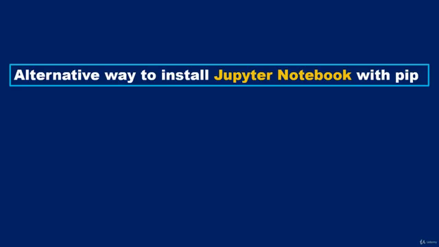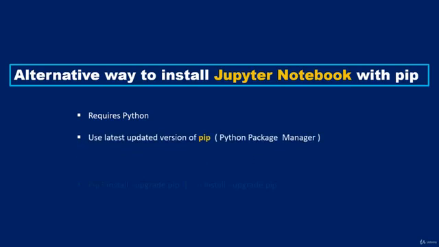Another way you can set up the Jupyter Notebook is by using the Python package manager, which is known as pip. This is recommended only for the experienced Python users. Before you set up the Jupyter Notebook using pip, you must make sure you already have Python installed, and then you need to make sure you have the most recent and updated version of the Python package manager, which is known as pip.